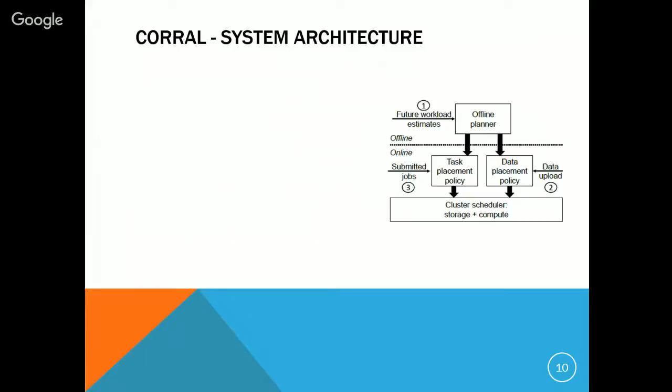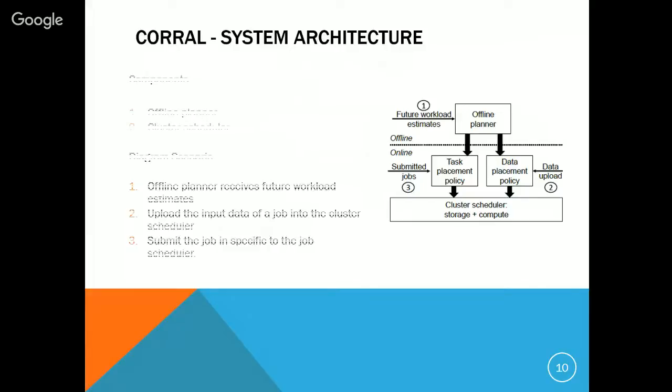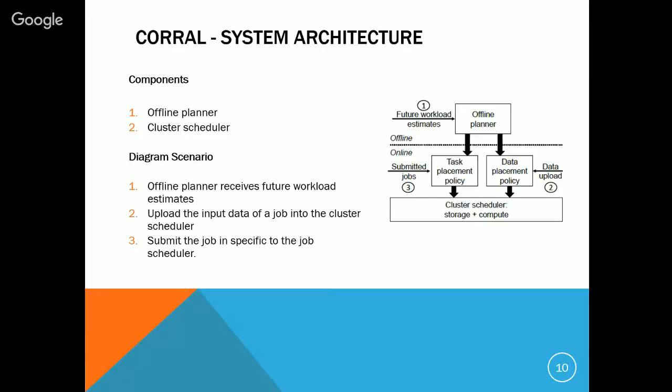So, the system architecture of Coral. What are the components of Coral? The first one is called the offline planner, and the second one is called the cluster scheduler. So what are these things here? We will discuss in a few. What is the diagram scenario?